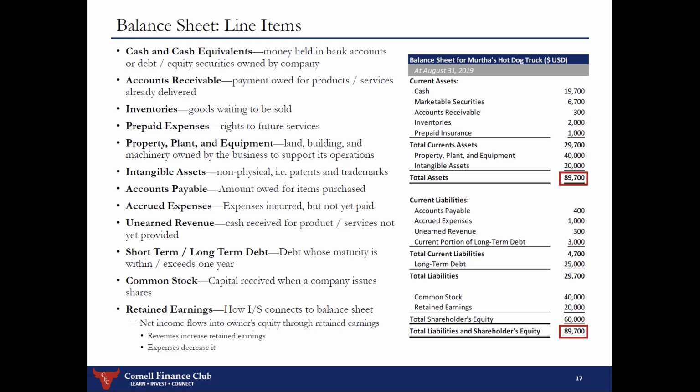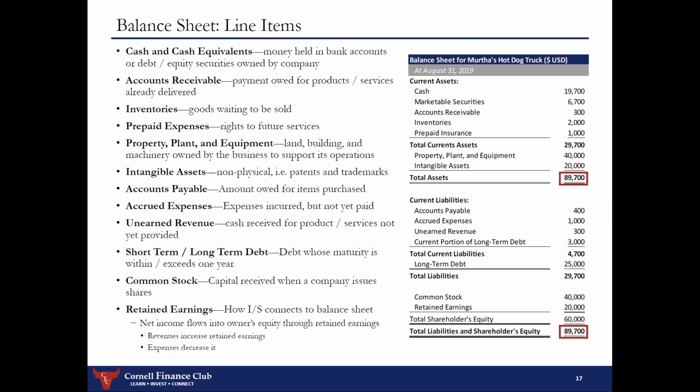So moving on to the liabilities, again listed in order of maturity. So basically, when they come due, that they need to be paid back. Again, current is less than a year, and non-current is over a year. So accounts payable, this is the amount owed for items already purchased. So this is the flip side of accounts receivable.